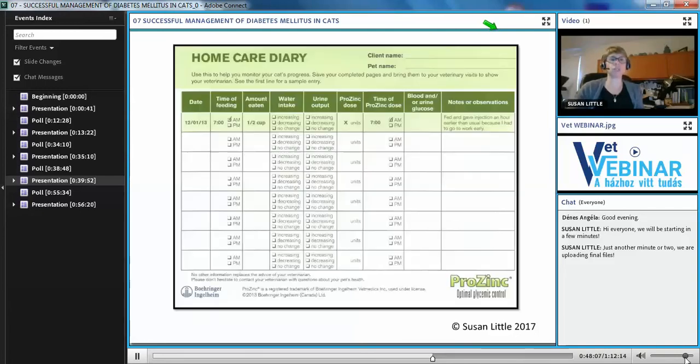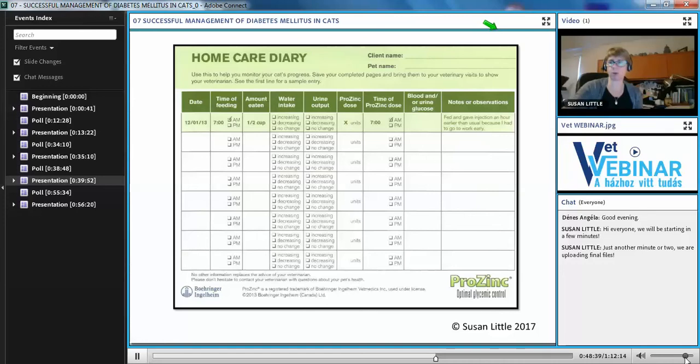And owners can keep a diary themselves, or you may be able to get a form for a home care diary. This is the one that Boehringer makes that goes with their insulin. You can find different ones online. You might make up forms yourself. Doesn't matter as long as the owner keeps some basic record of things like the insulin dose every day, the cat's food and water intake, urine output, and things like that. So we do want some type of record keeping from the owner.